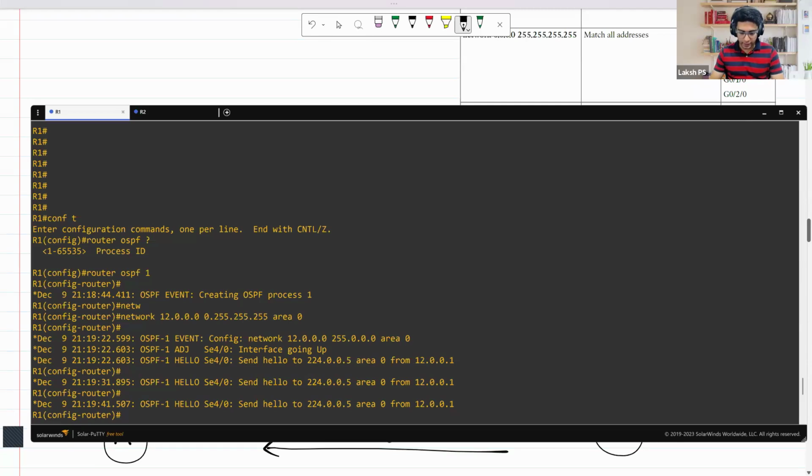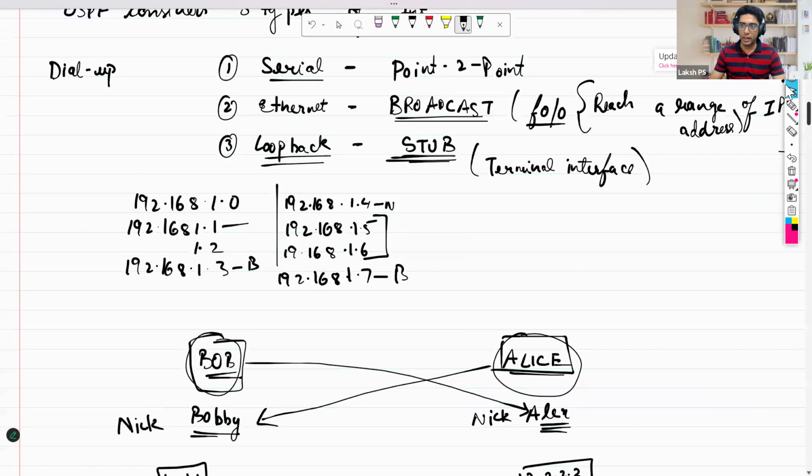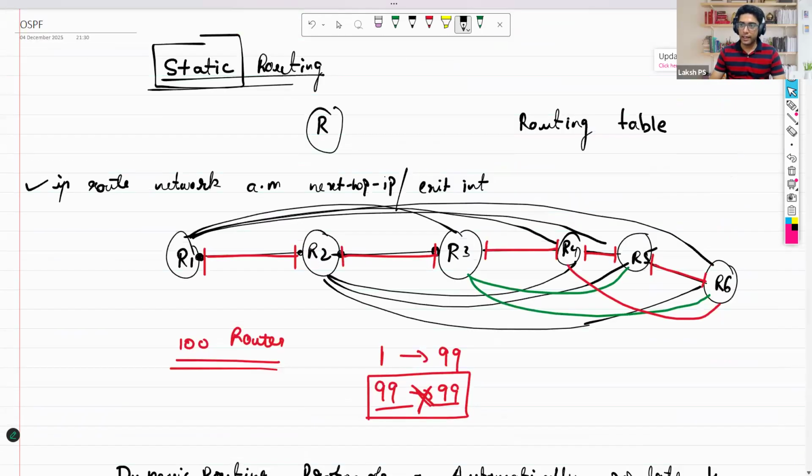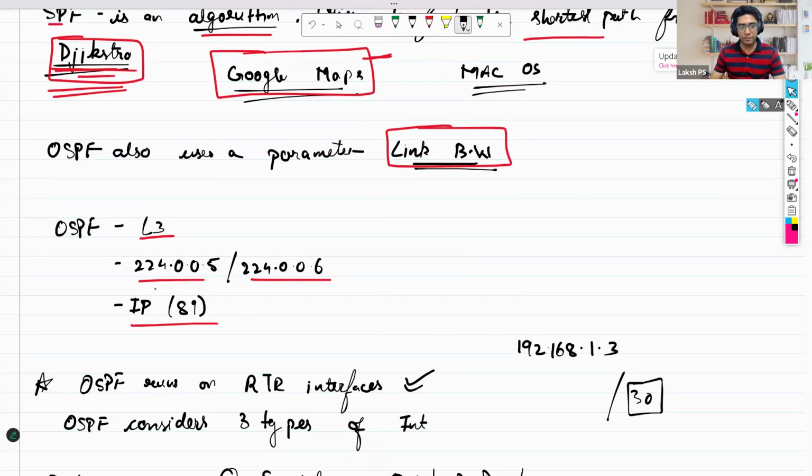Okay, so there are a lot of things happening here. Let's try to understand this first. What are the things that we can see in this debug output? We remember we discussed that OSPF is a layer 3 protocol and it sends the OSPF messages at 224.0.0.5 and 224.0.0.6. Right, so that is what you can see here.